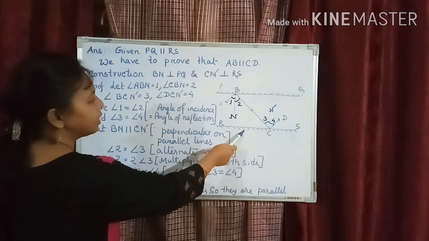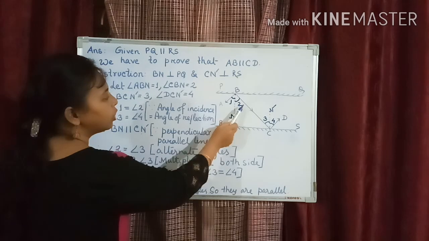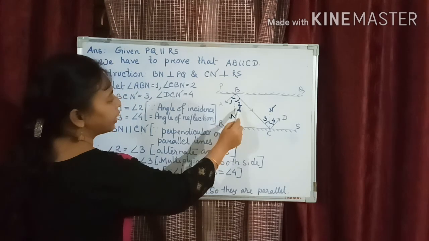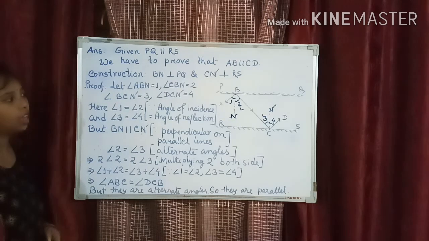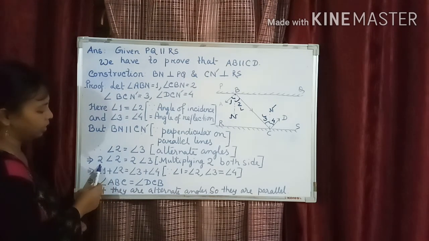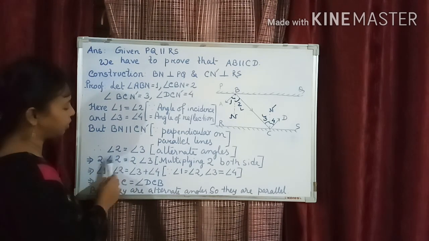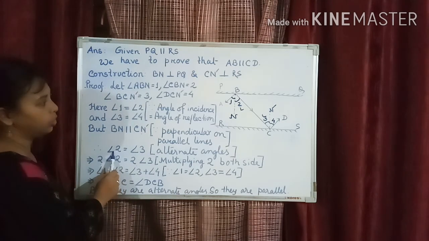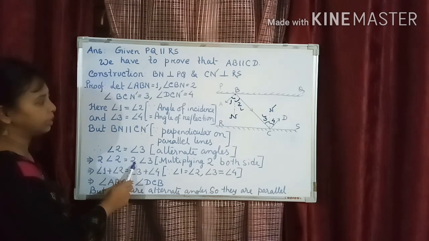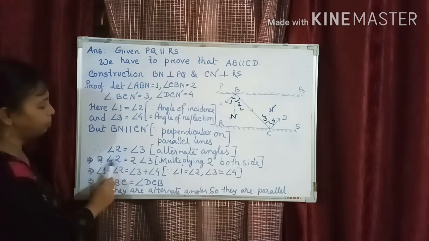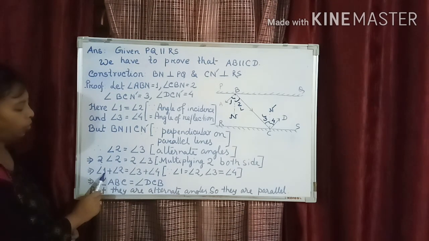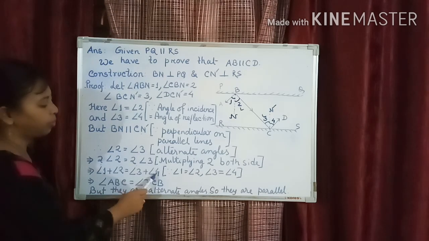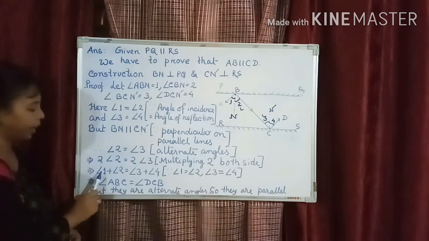If they are parallel lines, then angle 2 and angle 3 are alternate angles. This angle and this angle are alternate angles, so they are equal. Then what we have done? We have multiplied both sides by 2. After getting angle 2 equal to angle 3, I have multiplied both sides by 2. So 2 times angle 2 and 2 times angle 3. But we know that angles 1 and 2 are equal, and angles 3 and 4 are equal. So we can write it in this way.